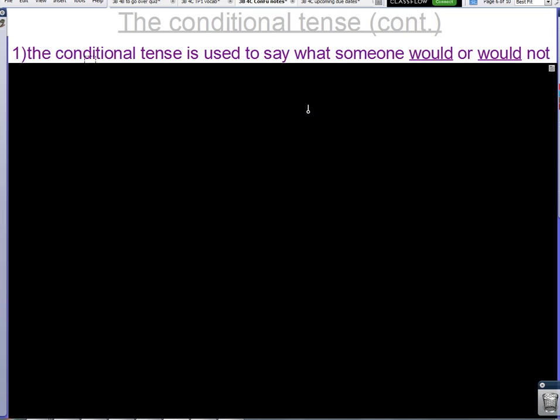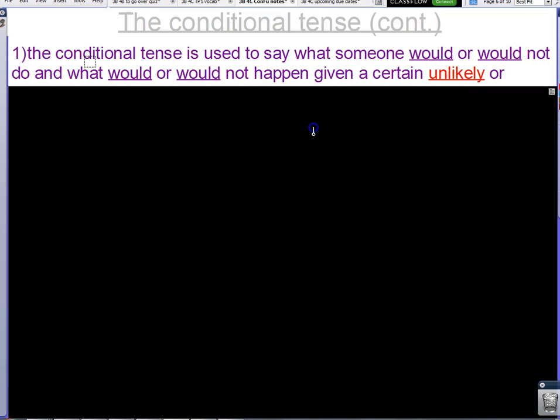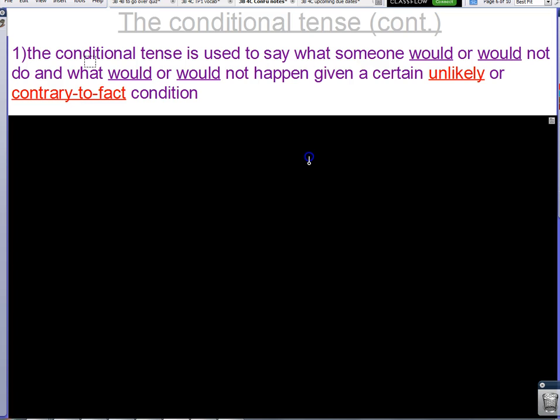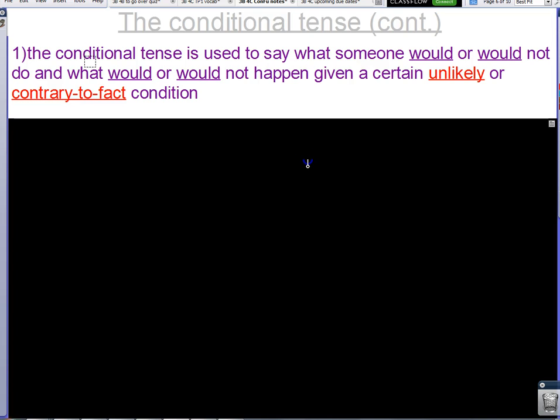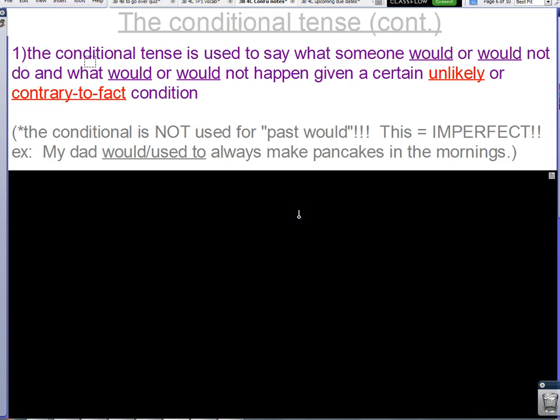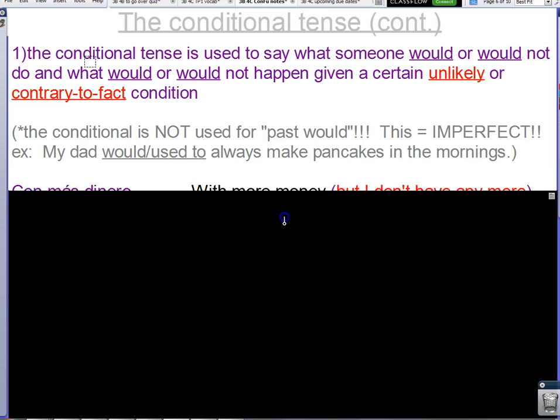The conditional tense is used to say what someone would or would not do and what would or would not happen given a certain unlikely or contrary to fact condition. What do I mean by that? Well, I'll show you in just a second, but first of all, let me just say the conditional is not used for past would, like my dad would always make pancakes in the morning, because what you're really saying is my dad used to always make pancakes in the morning, and as you know, this would be the imperfect. So only present would or future would, but not past would, if that makes any sense at all. If not, let me know and we'll talk about it in class.